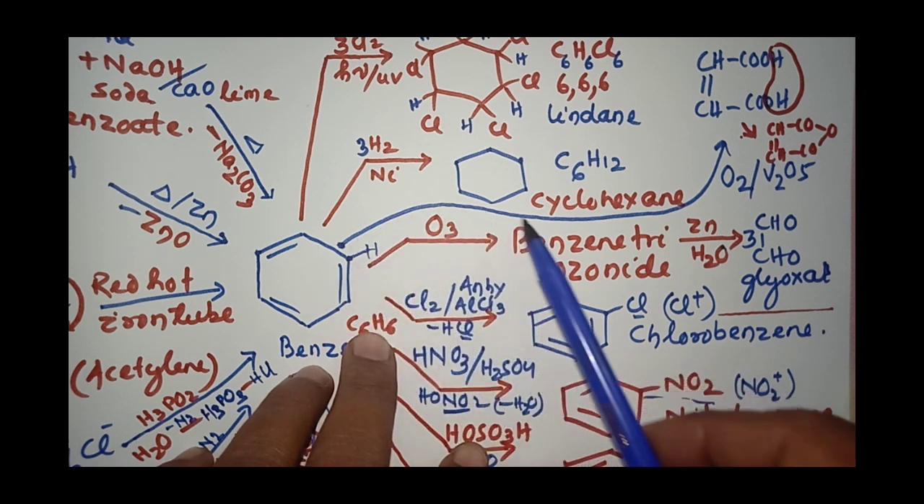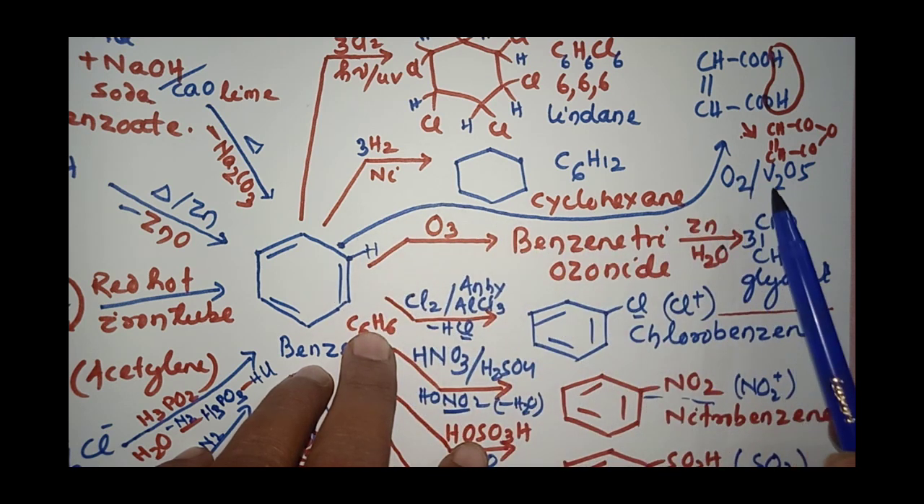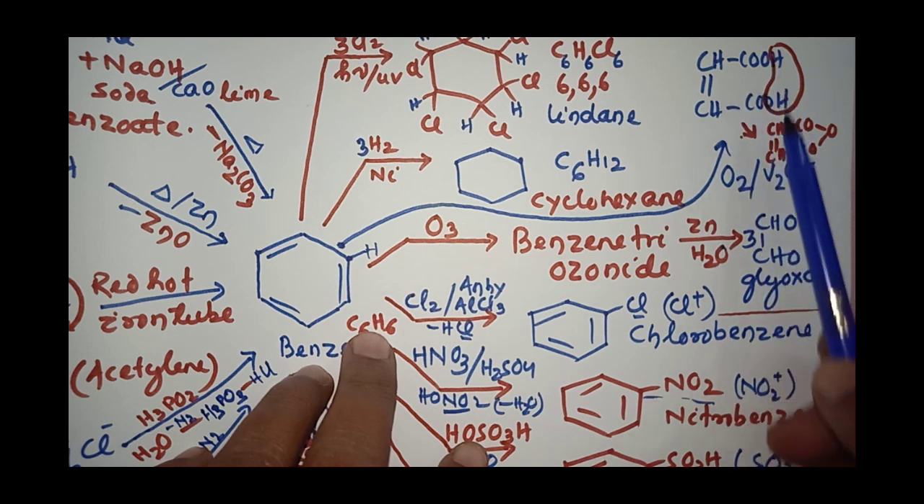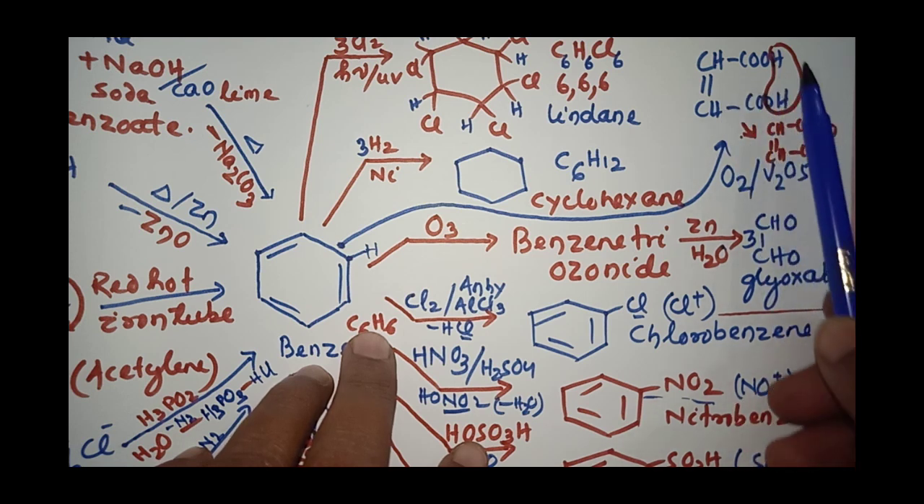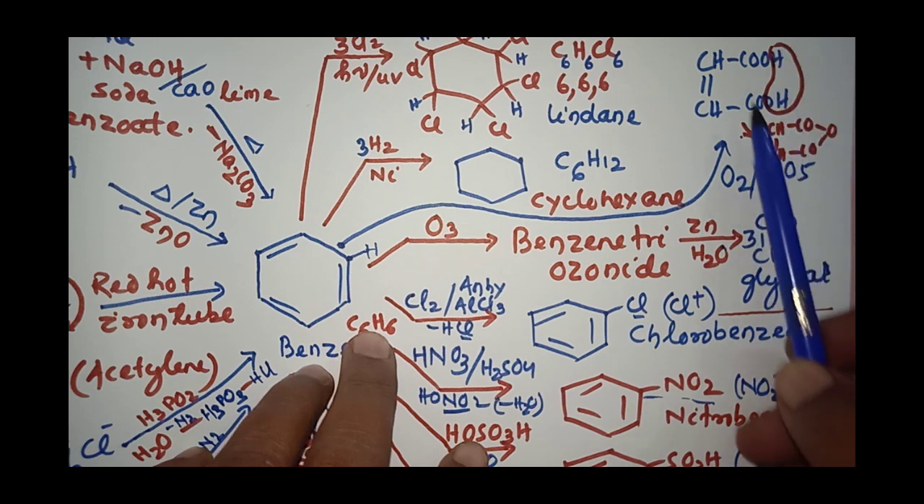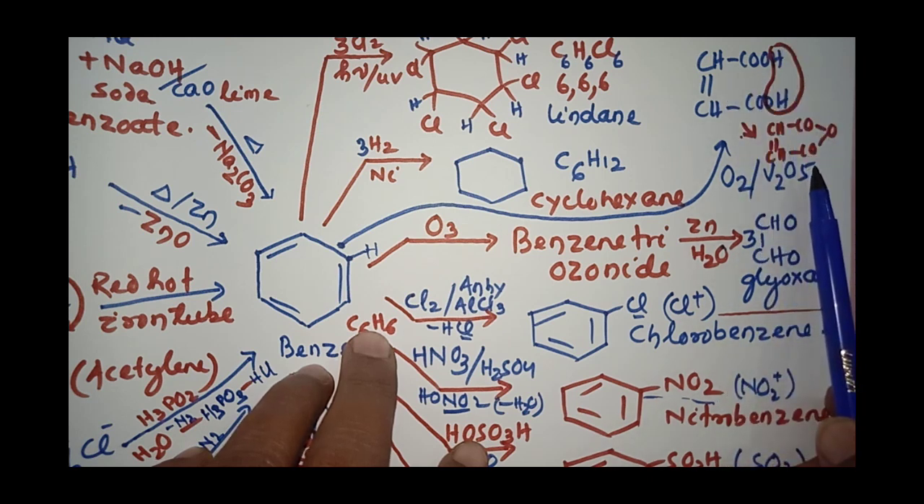When benzene is treated with oxygen in presence of V2O5 at 500 degrees centigrade, maleic acid is produced, which on further heating gives maleic anhydride. This H and this OH are removed as water and this becomes maleic anhydride.